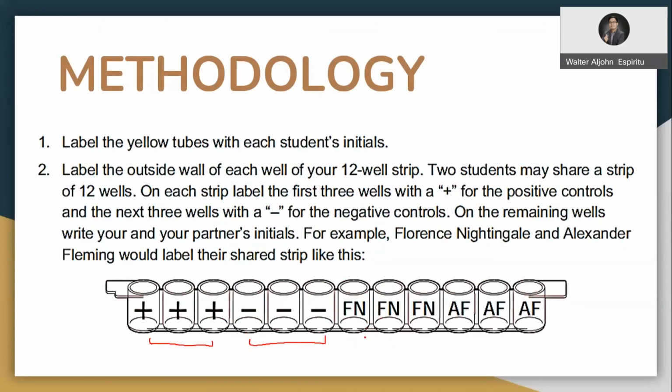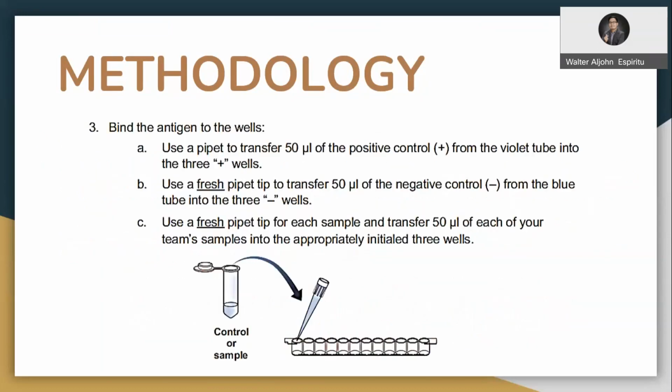So for example, we have here Florence Nightingale and Alexander Fleming. That is just an example. So that is how you will label your wells. Okay. So the next step is to bind the antigen to the well.